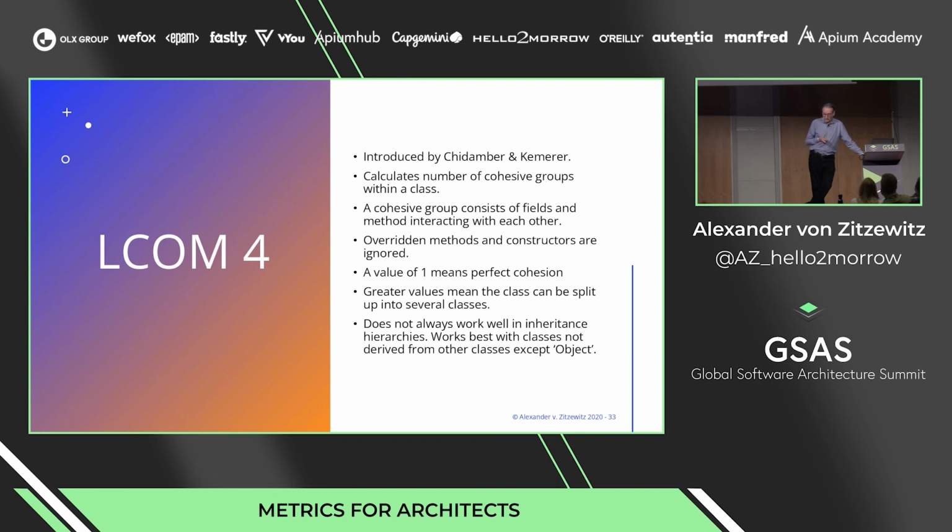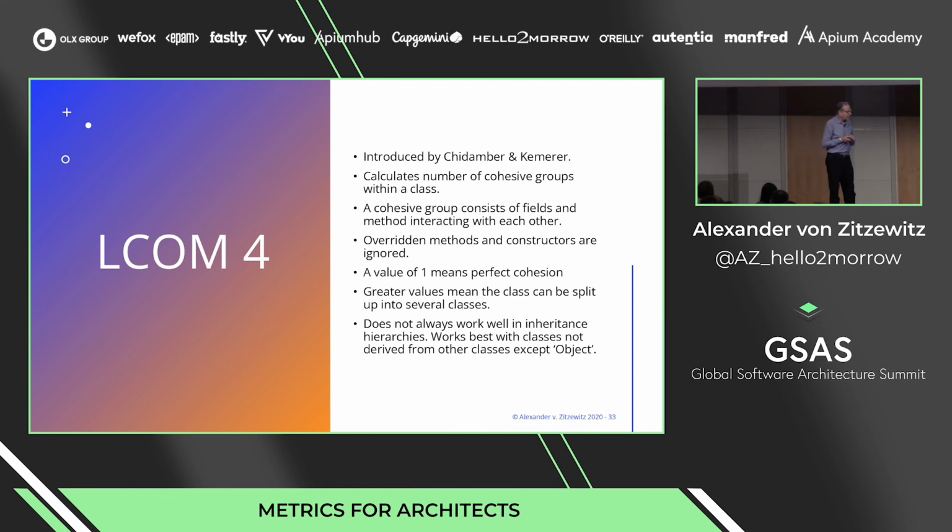Then we have another metric here, lack of cohesion of methods, version 4. This is basically looking at a class. The idea is that a class should do something meaningful. It should have a single task and do that well. If a class has a single task, we can assume that all the elements of the class, the fields and the methods, are connected in some way.